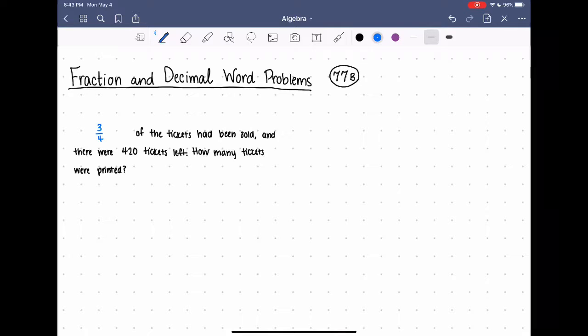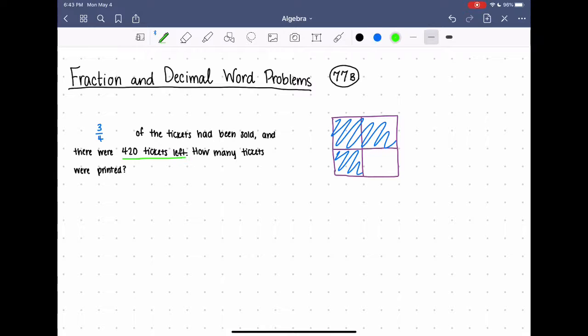So let me just draw a box. And this box represents all of the total tickets that I started with. And 3/4 of those tickets were sold. So I'm going to split my box up into fourths and say that 3/4 were sold. How many tickets in total were printed? Okay, so I've got to plug in this other number that I know here. It says there were 420 tickets left. So the 420 tickets goes in this last little box here. 420 tickets left over, and I don't know how many tickets went away.